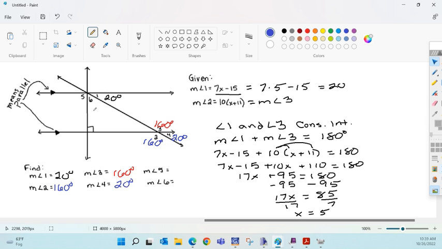How many degrees is angle 5? Forget about over here now for a second. Angle 5 is alternate interior with this one, so that's how many? 90. So this one's 90. But angle 6 is not 90. Angle 6 and angle 1 make 90, so this one will be 70. So there we have all the different angles.